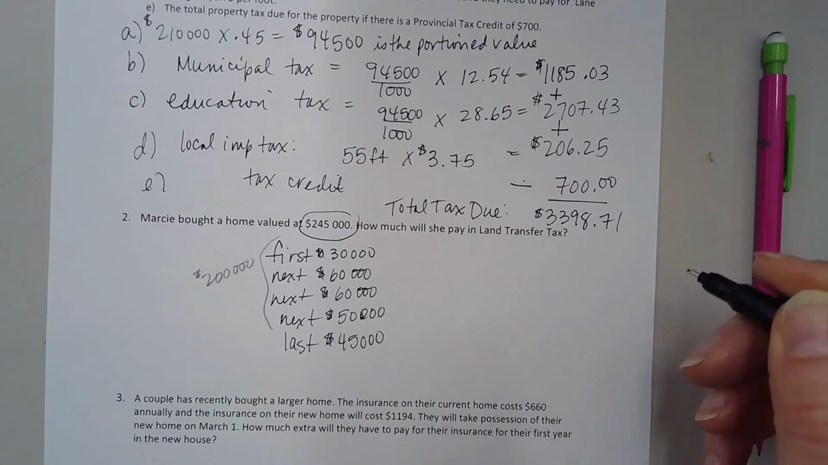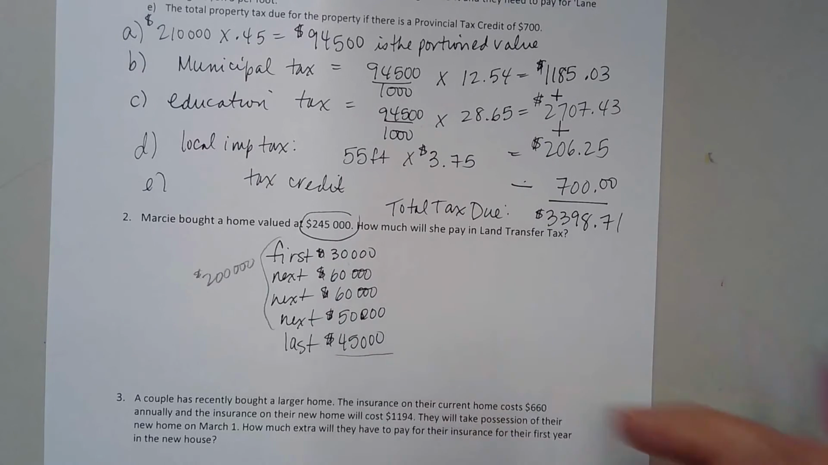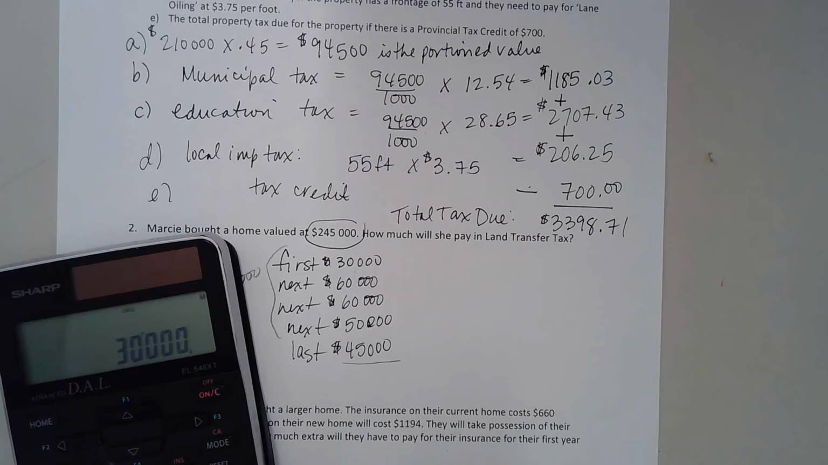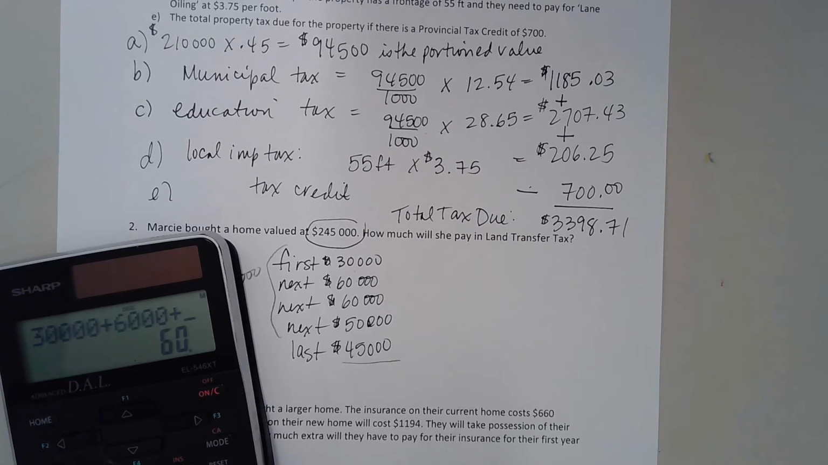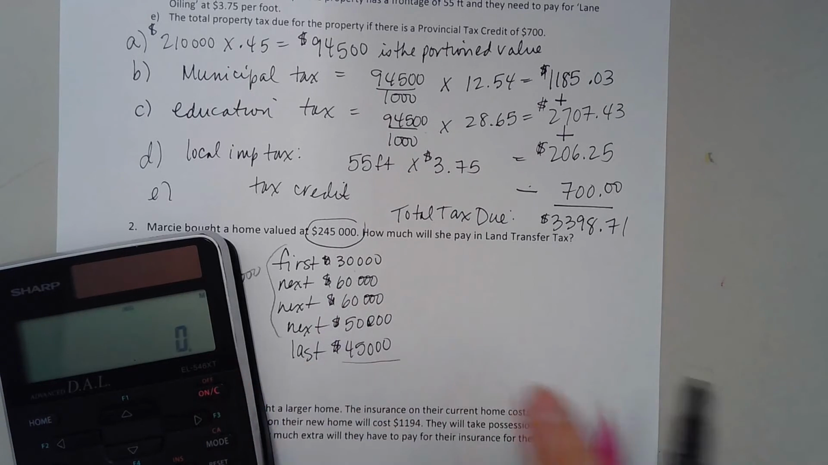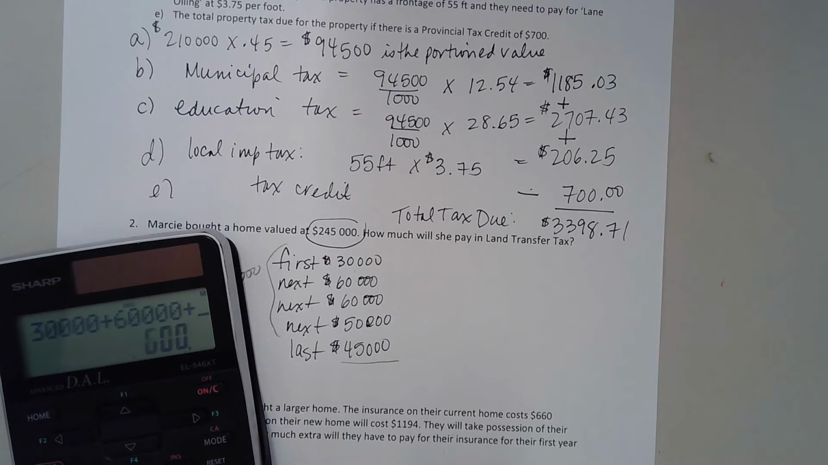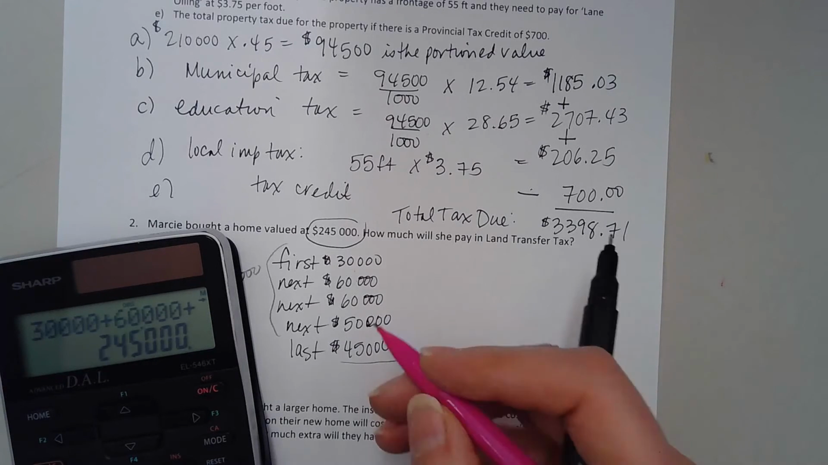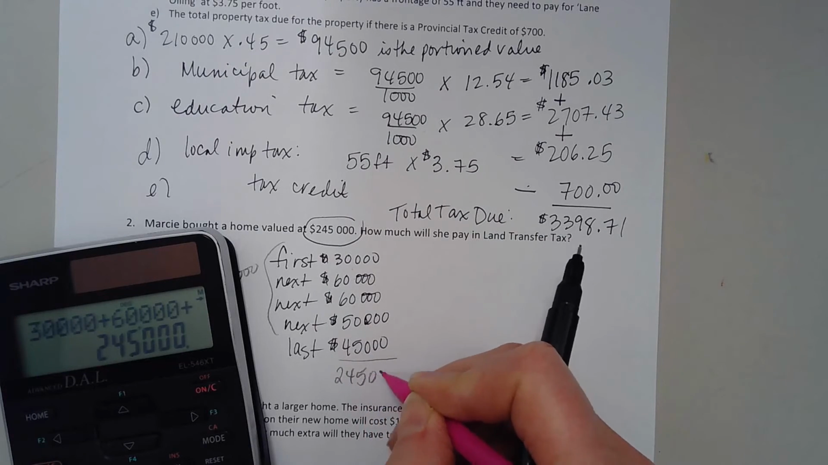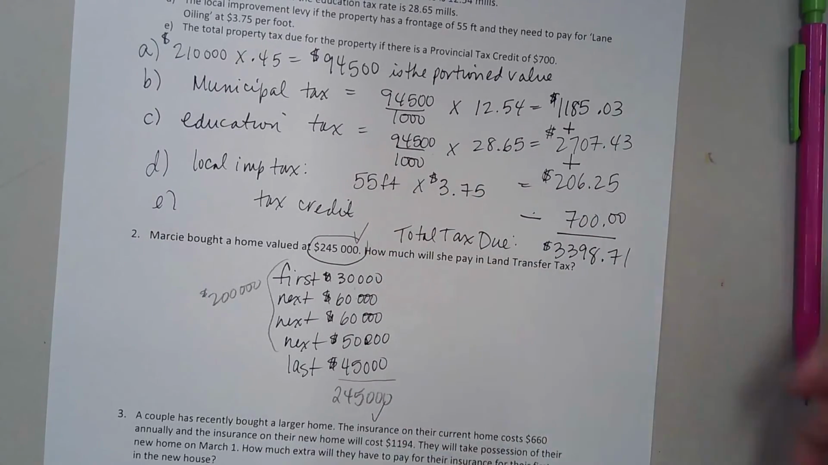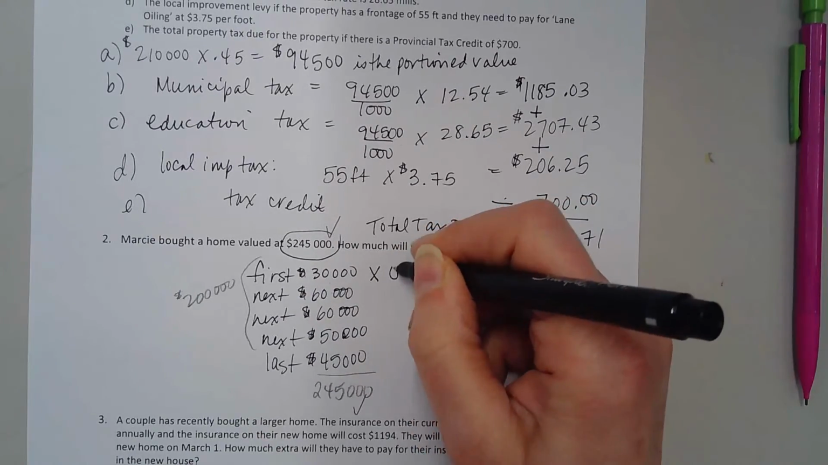Now, I recommended doing this just as a check. I recommended adding, totaling all these up, right? 30,000 plus 60. And sure enough, we get 245,000. I'm just checking that I've used all the right categories. So this matches this. Okay, so now I just go to my chart and I multiply by the numbers.